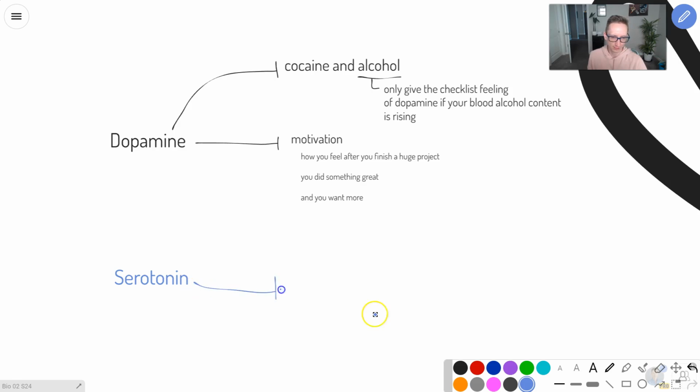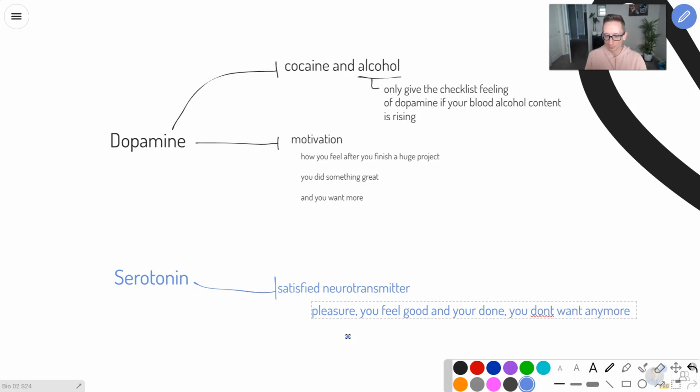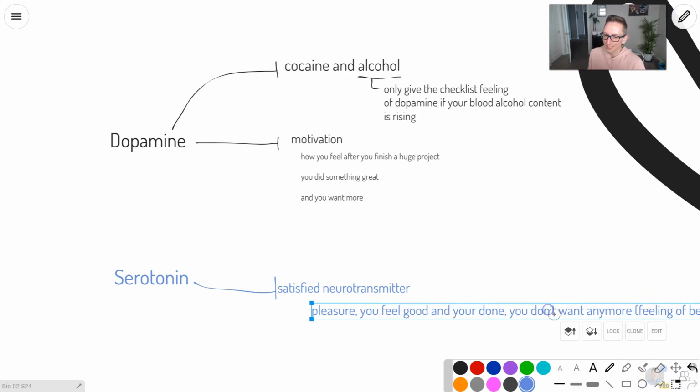Okay, serotonin. Just a couple quick things on this one. This one is your satisfied neurotransmitter. Very pleasurable. You receive pleasure, satisfaction. You feel good. And you're done. You don't want any more. It's like the feeling of being full after you eat. I'm good. So this one's like contentment.